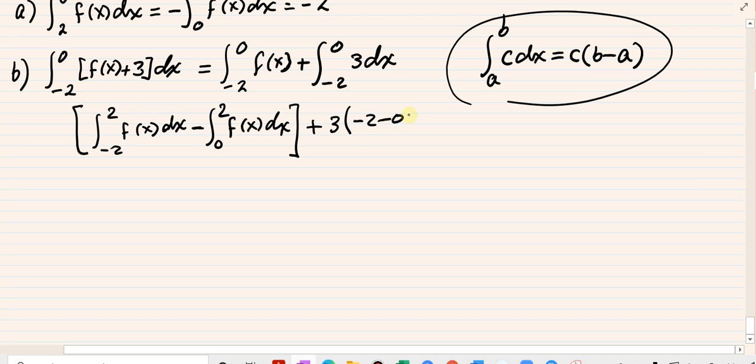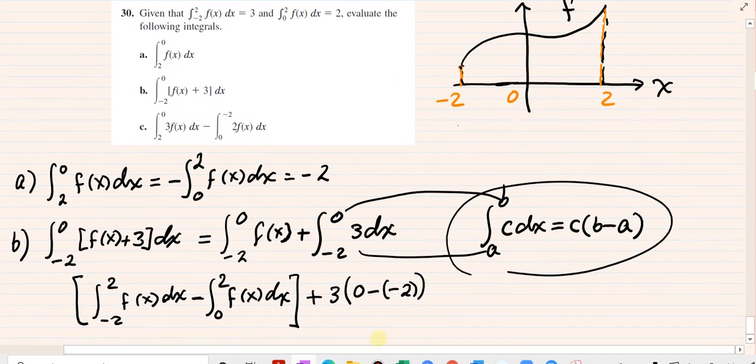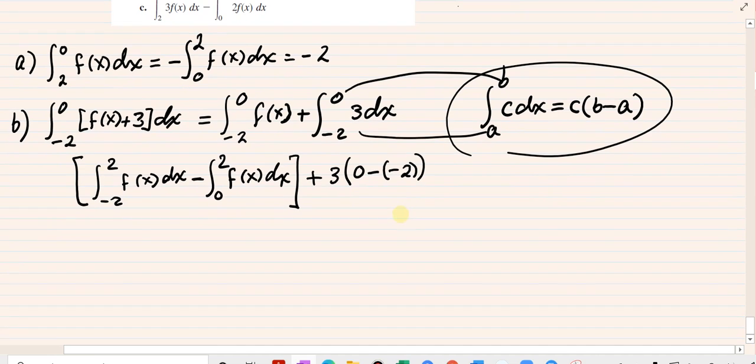Now, actually, b is 0 here, right? That's b, this is a. So it's going to be 0 minus negative 2, and that's going to be positive 2. Now, the integral from negative 2 to 2, that was given to be 3. So this is equal to 3.